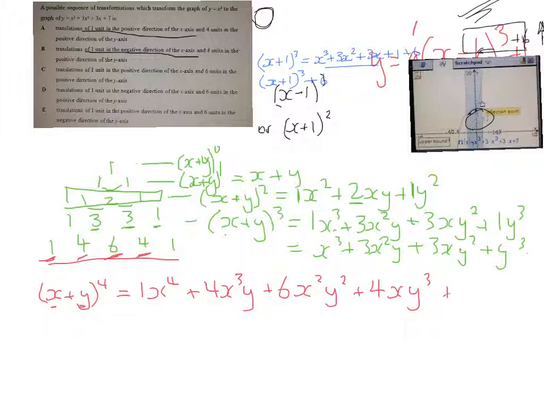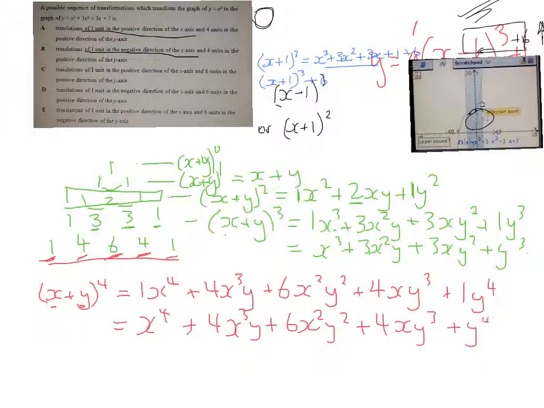And then the next term we have a coefficient of 1, x to the power of 0, we've decreased that by 1, I'm not going to write that because x to the power of 0 is just 1. And then we increase the power of y, which takes it to a power of 4. So x plus y all to the power of 4 is equal to x^4 plus 4x cubed y plus 6x squared y squared plus 4xy cubed plus y^4.